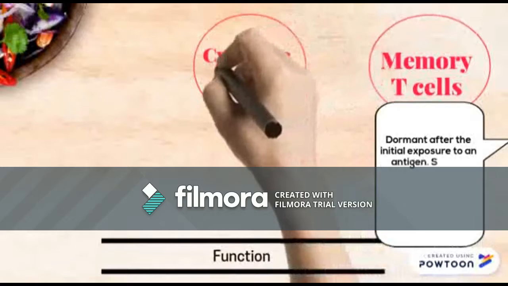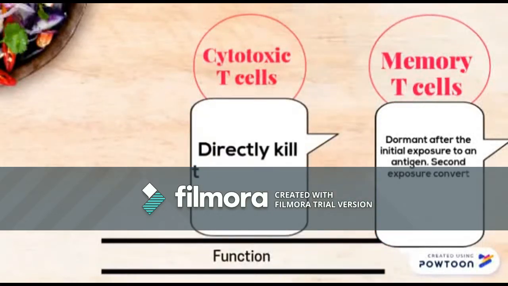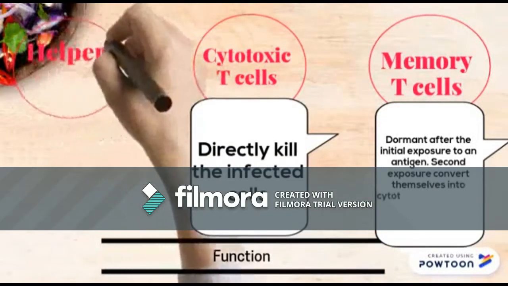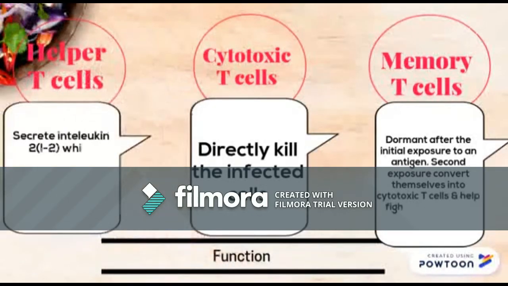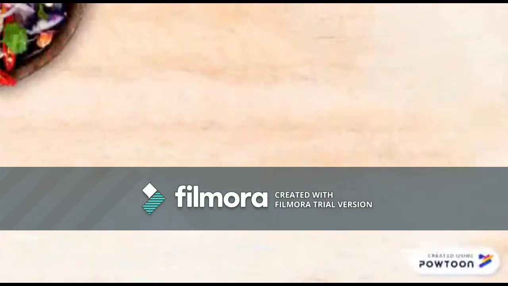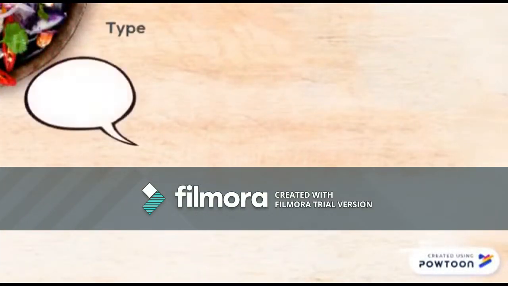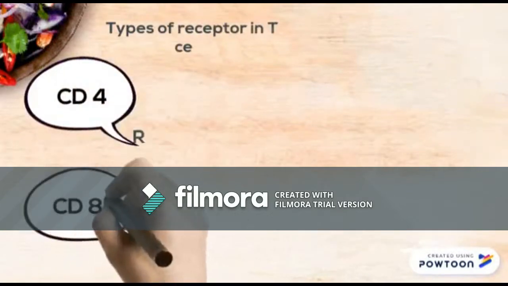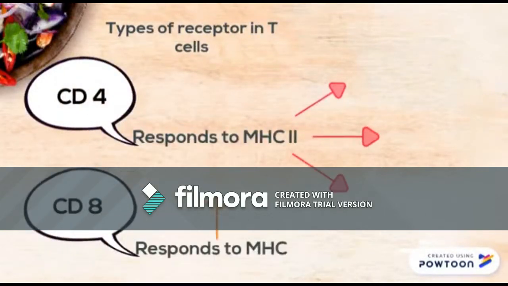Cytotoxic T cells function to directly kill the infected cell. Helper T cells function to secrete interleukin 2, which stimulates cell division of T cells and B cells. There are two types of receptor in T cells. First is CD4, second is CD8.